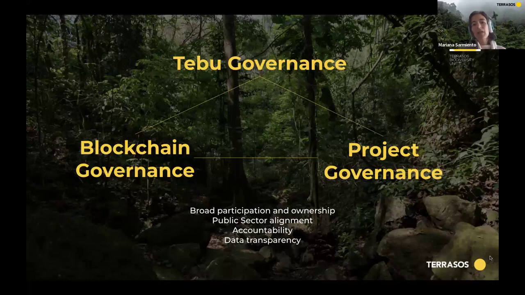And then at the end of the day, what we're looking for is not just the governance of the TBU, and how the TBU protocol, for example, gets updated and who gets to decide what, and how we bring in public participation. But it's also thinking about the blockchain governance, which is the system where we are keeping track of everything that's happening in these projects, and then also project governance.